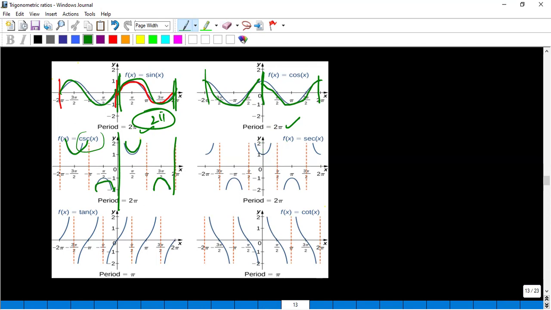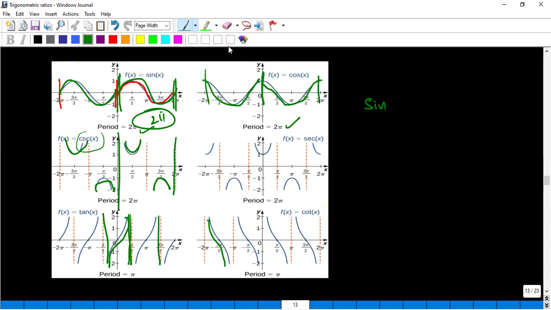Then what do you tell about tan and cot? But tan is repeating at pi. Pi means 180. Every 180 degrees it repeats. Just see. From here to here, it is minus pi by 2 to pi by 2. It is 180. Pi by 2 to 3 pi by 2. It is 180. Same like that. So it is very clear from these diagrams.